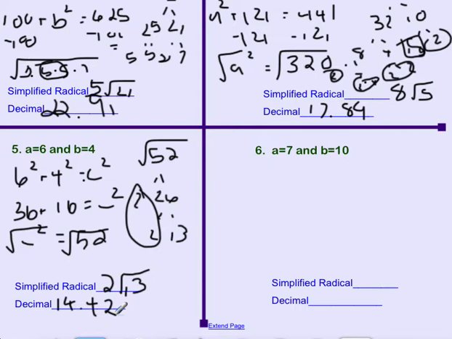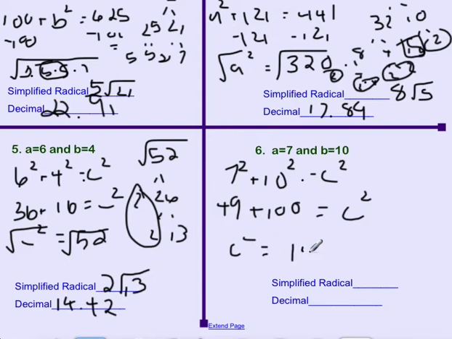Next, taking a look at number 6. Again, I know my a and b. So 7 squared plus 10 squared is equal to c squared. So 49 plus 100 is equal to c squared. And then I get that c squared is equal to 149. So to get rid of the squared on the c, I'm going to take the square root of both sides.